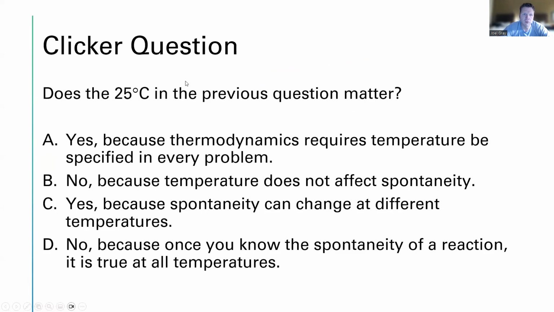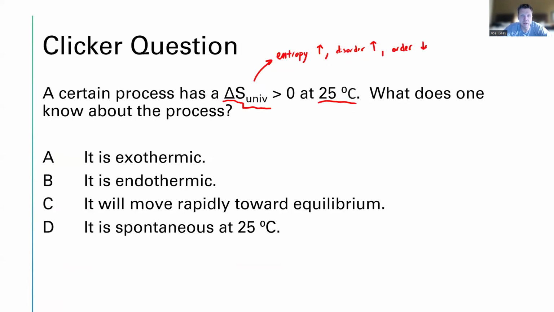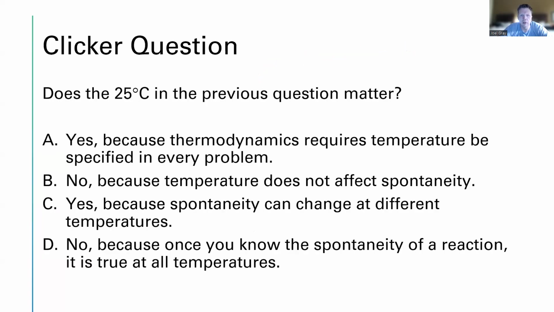Next question, or follow-up question. Does the 25 degrees Celsius in the previous question matter? So we're told explicitly in the previous question that our delta S in the universe is greater than 0 at 25 degrees Celsius. So at 25 degrees Celsius, does that temperature matter? Option A, yes, because thermodynamics require temperature be specified in every problem. B, no, because temperature does not affect spontaneity. C, yes, because spontaneity can change at different temperatures. Or D, no, because once you know the spontaneity of the reaction, it is true at all temperatures.